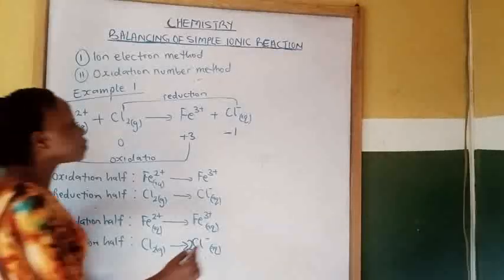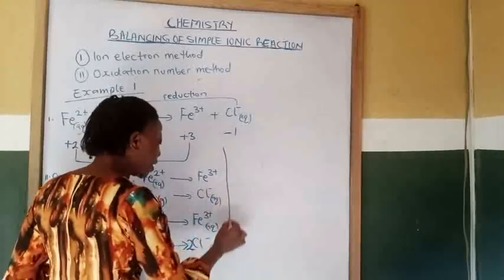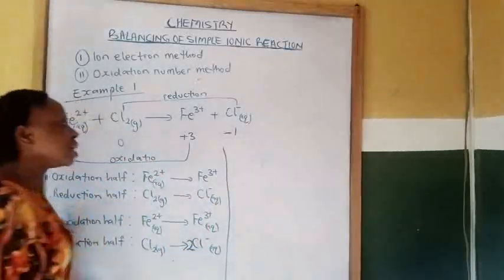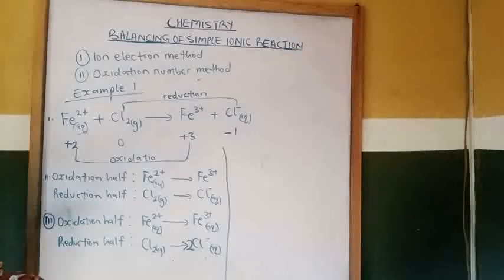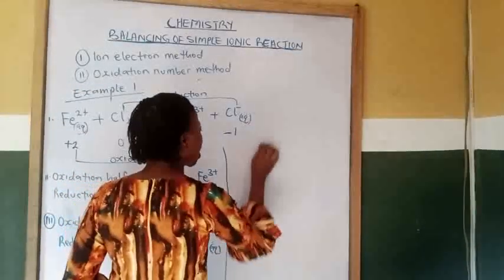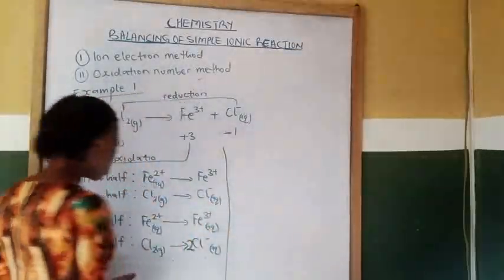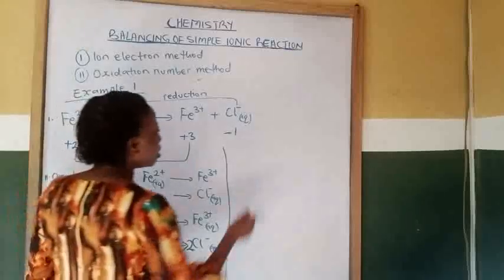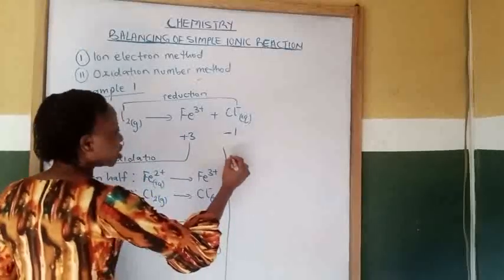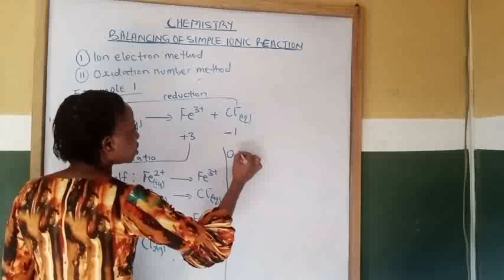So the next stage is to balance the number of electron loss and the number of electron gain from each half reaction. Now, how can we do that? So let's write oxidation half.